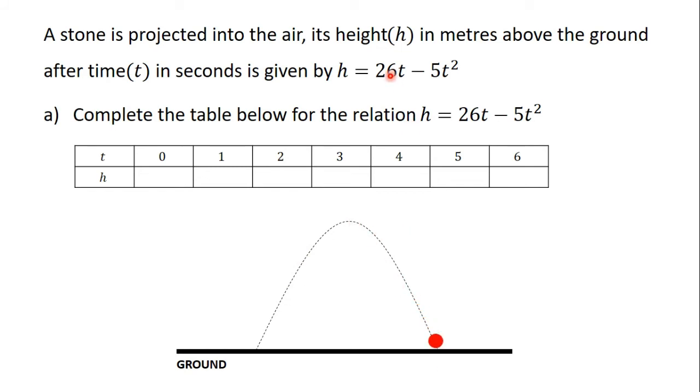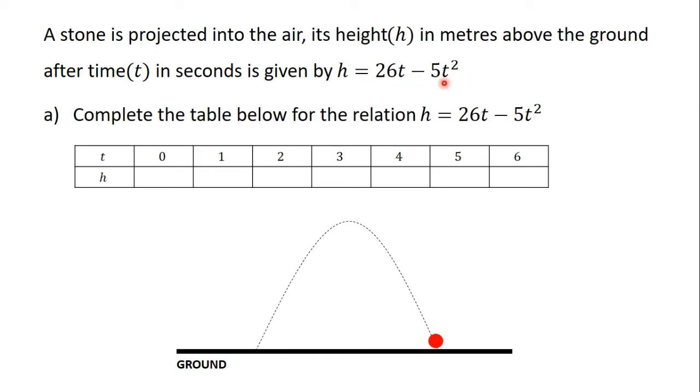In the question, we are being told that the height h in meters above the ground, that is the height reached by the stone above the ground, and the time taken by the stone to reach that height are connected by the function h = 26t - 5t². So as the stone rises from the ground through the air and drops back to the ground, the height that the stone reached at any point and the time taken to reach that height are connected by the function h = 26t - 5t².